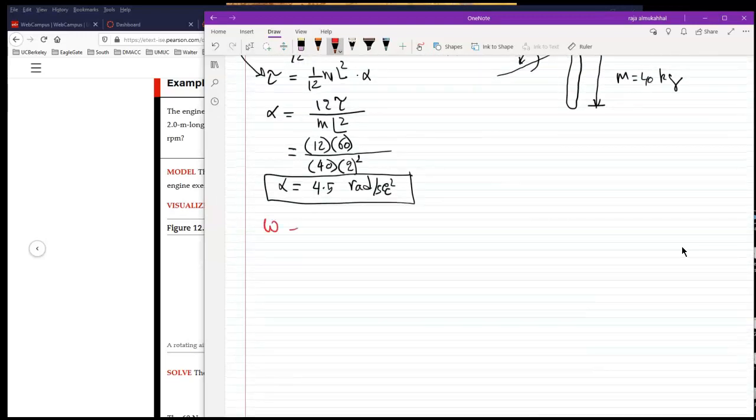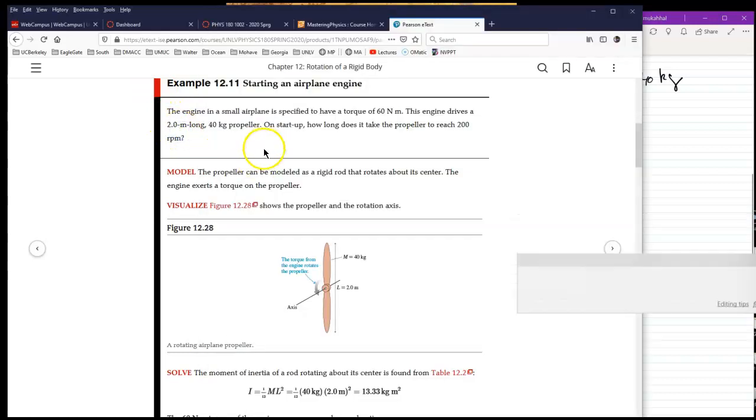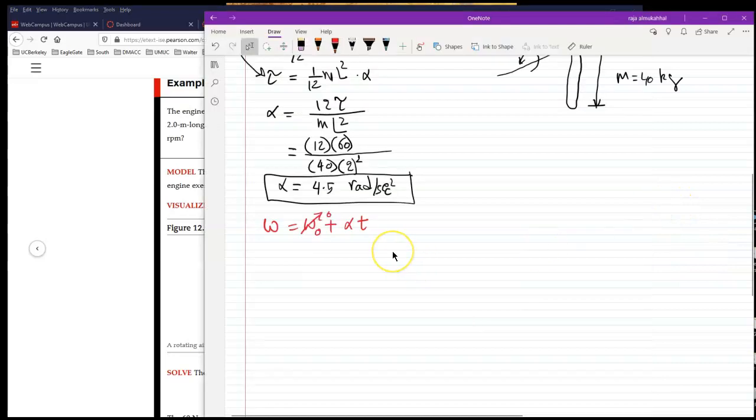Okay, so I go back and write it down. I have here omega equals omega naught plus alpha t. Omega naught is 0. Why? Because it says on startup, which means what? It wasn't moving, it wasn't spinning, if you will. So omega naught is 0, and I need to find omega. Well, he gives me the frequency. F equals 200 rev per minute, for that matter. So that means 200 over 60 hertz. Is that right? And that will give me, let me use my calculator.